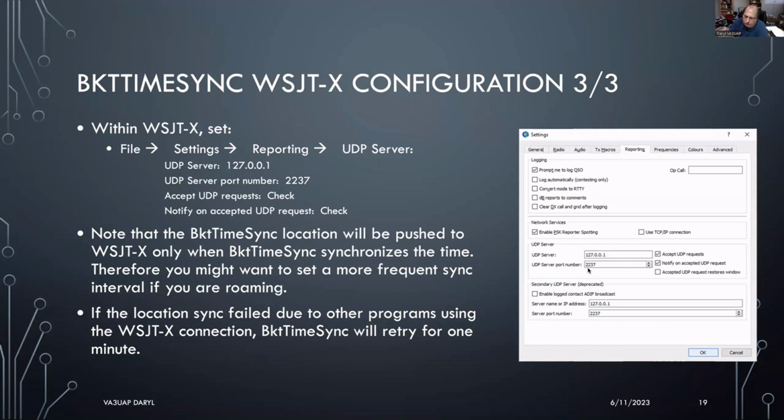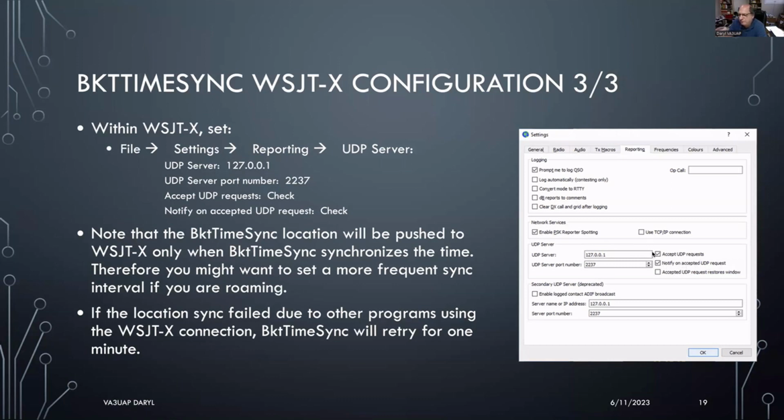If we told the other one to listen on 2237, we better say we want to blab on 2237. So if other messages are happening on our computer from 127.0.0.1 on a different UDP port, the other program doesn't care. It only cares about messages on this port from the server. We wanted to accept UDP requests as well, and we wanted to notify on accepted.